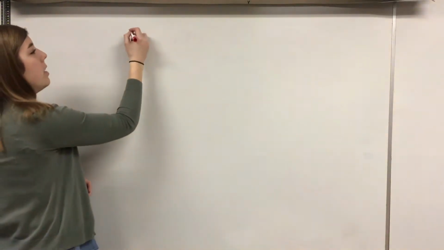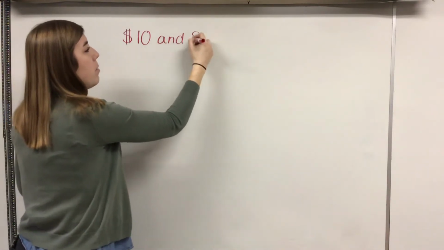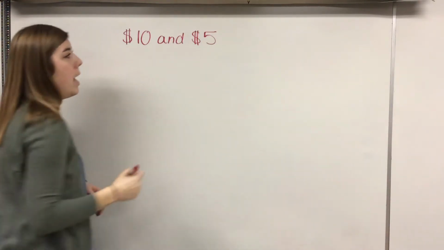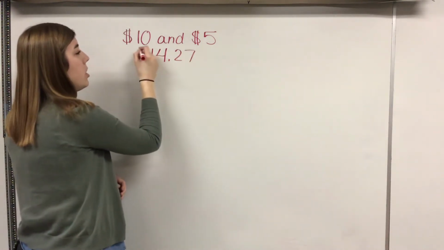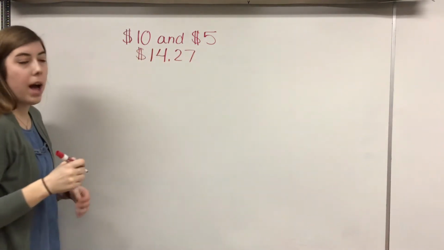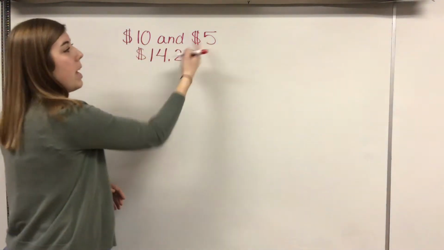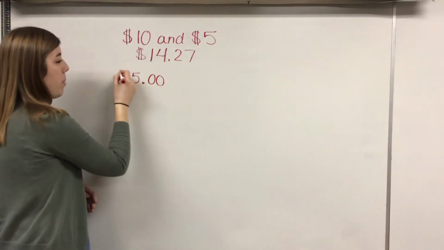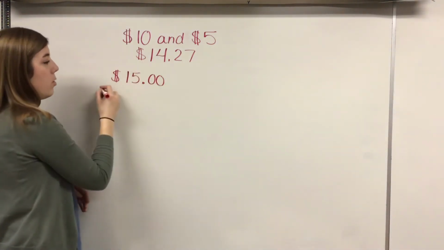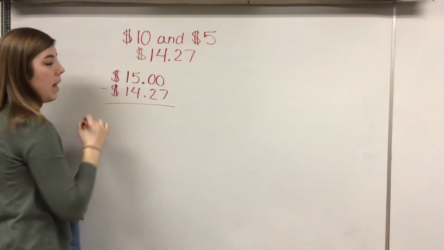Let's start with saying I have a $10 bill and a $5 bill in my wallet, and I owe $14.27 for an item I've purchased. If I want to figure out how much change I should get back, what I can do is figure out how much money I had to start with, $15, and subtract away the $14.27 that I owe to figure out what's left.